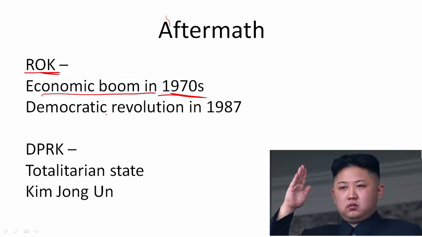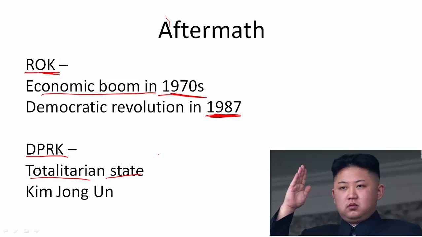Also, there was no democracy in South Korea until 1987. It was also a totalitarian state, with military dictators and so on. But in 1987, there was a revolution, and since then it has been a vibrant democracy. On the other hand, the DPRK, that is North Korea, has to date been a totalitarian state.